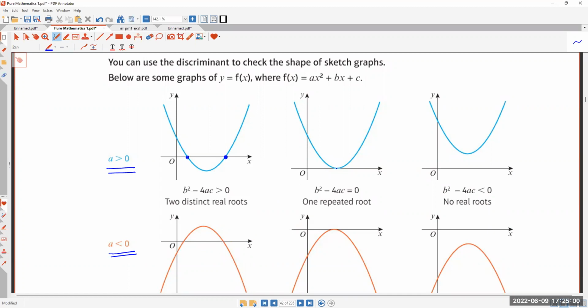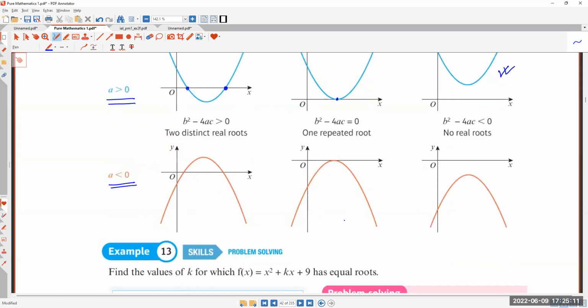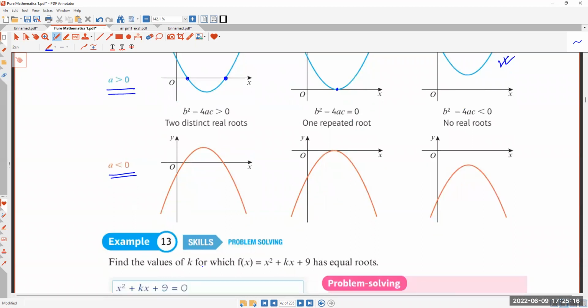Okay, this is equal roots: b square minus 4ac equals to 0. And see, this is the graph from a few moments back which we did. No roots at all: b square minus 4ac less than 0. Same thing goes with the red concept as well. Okay, so now let's start doing question number 13.